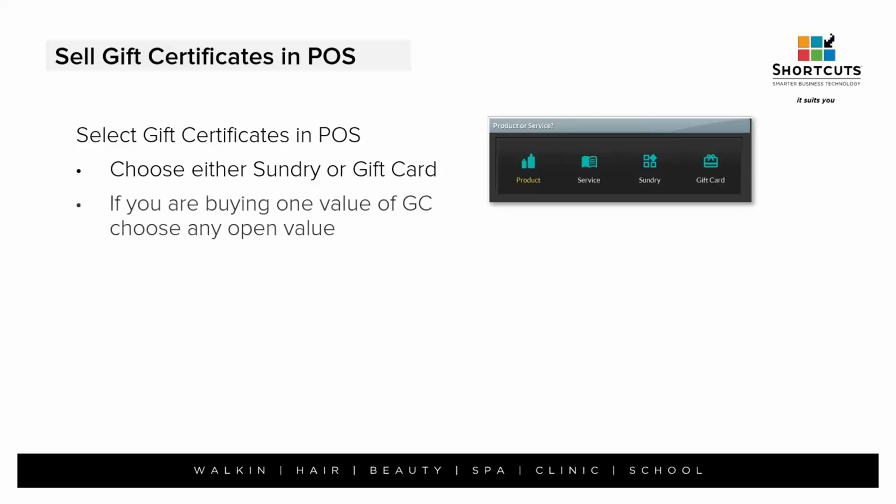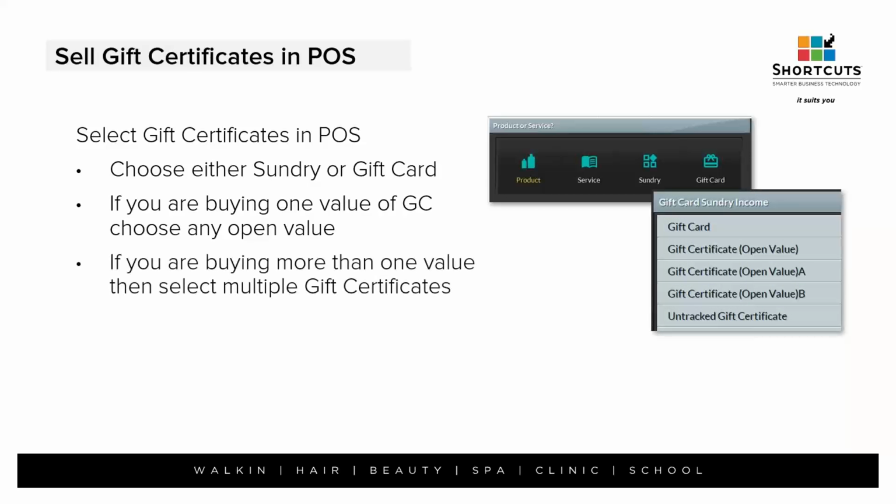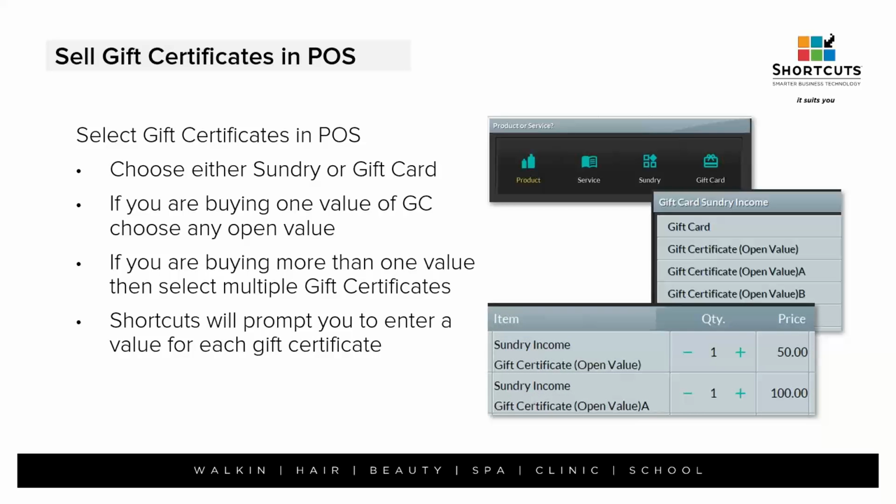So you received your paper gift certificates with random numbers, random barcodes. At the point of sale, you can choose Sundry or Gift Card. Both will take you to the same menu. And you can say, I'd like to buy a gift certificate for a certain value.